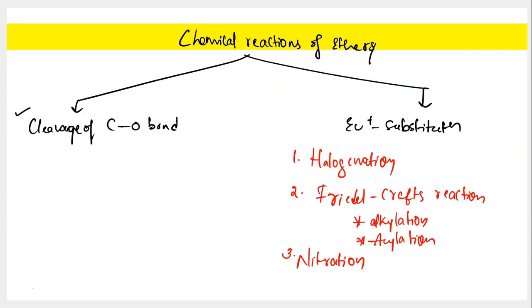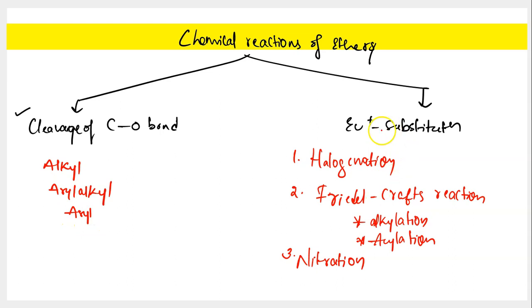Let's go back and check what we discussed so far. So far in the class we spoke about chemical reactions of ethers. And ethers can exhibit two types of chemical reactions, of which the first type is the cleavage of the carbon-oxygen bond of the ether. Here you can take alkyl ethers to understand, or you also might take aryl alkyl ethers. This kind of reaction can be observed in alkyl ethers, aryl alkyl ethers, and also in case of aryl ethers.